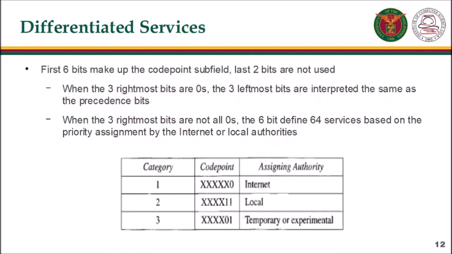If the service field is the differentiated services, the first 6 bits make up the code point subfield and the last 2 bits are not used. When the 3 rightmost bits are zeros, the 3 leftmost bits are interpreted the same as the precedence bits. When the 3 rightmost bits are not all zeros, the 6 bits define 64 services based on the priority assignment by the Internet or local authorities.